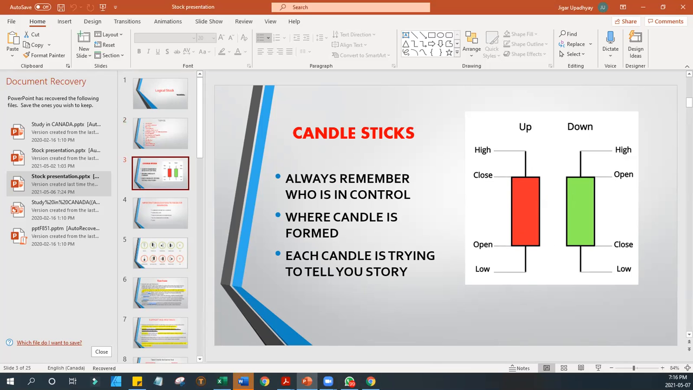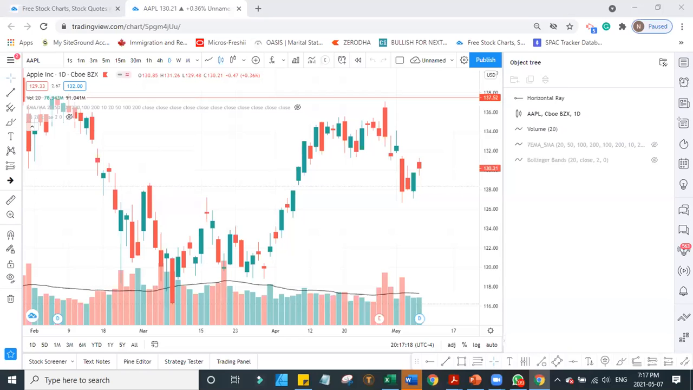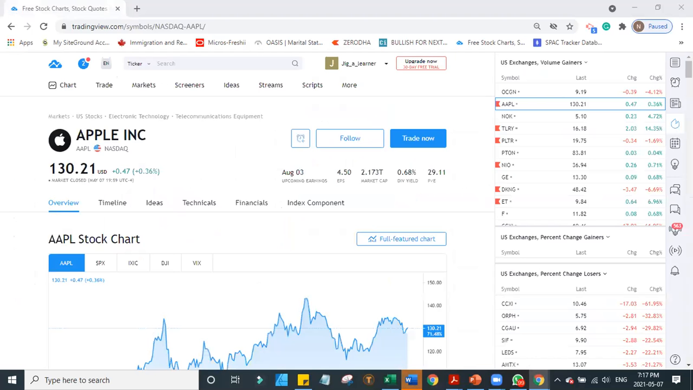Let me show you how the candle normally looks on the chart. As everybody is aware, the candles. Let me put up Apple now. Just give me a minute. So everybody can see Apple, right? Yeah. Okay, sorry, this is Apple.